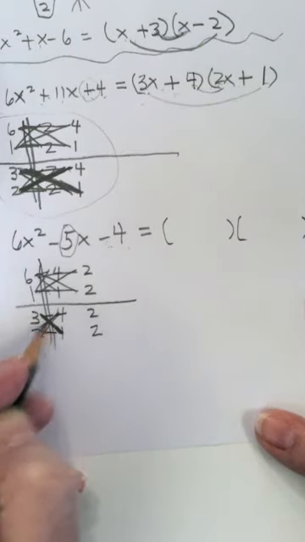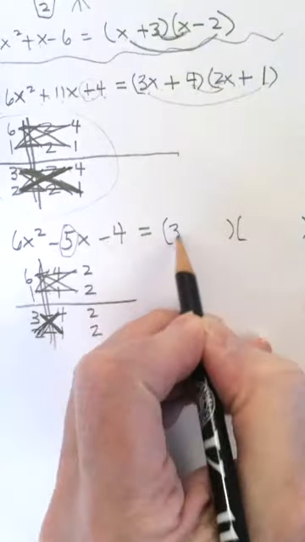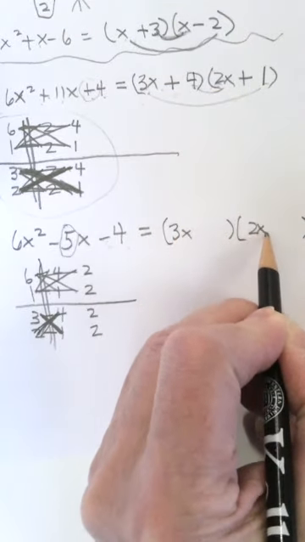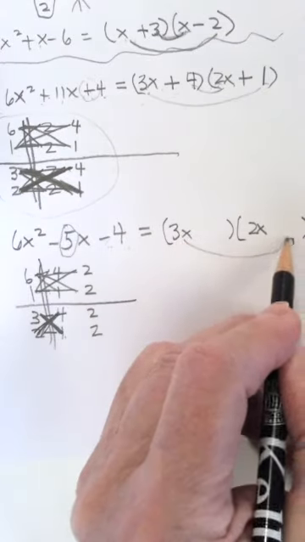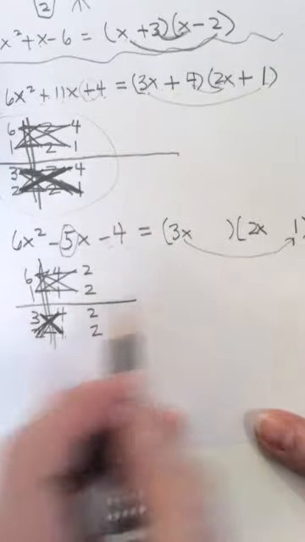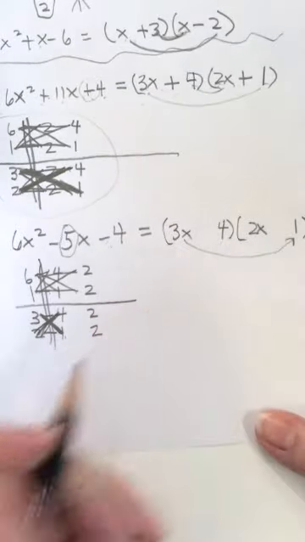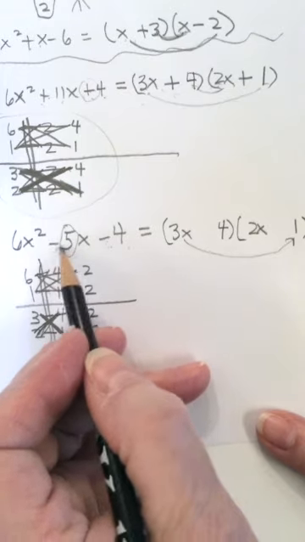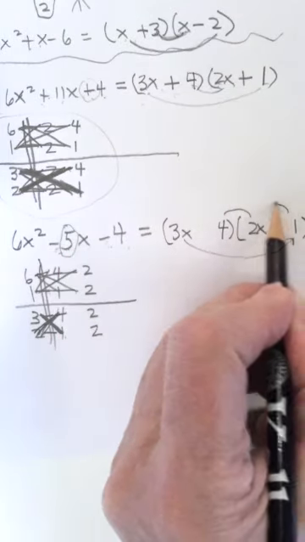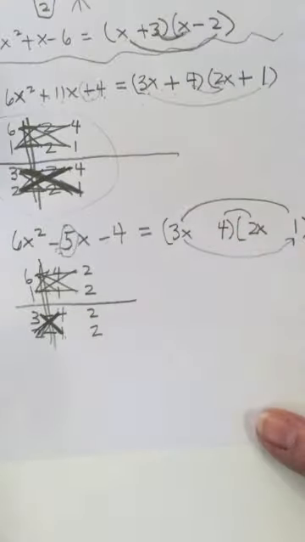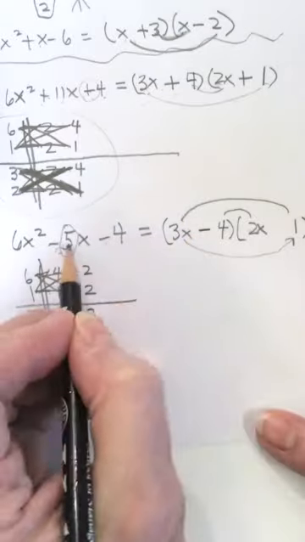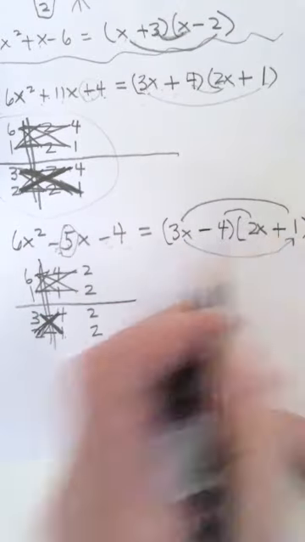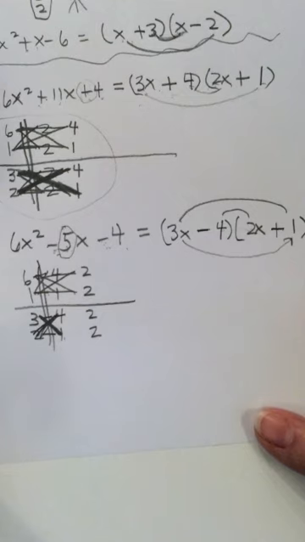So 3 and 8. I'm going to fill in 3x and 2x, and I need the 3 to be multiplied by the 1. That means the 1 has to go here, and that means that the 4 goes here. Now, I want to wind up with a negative 5 here, so out of 4x and 3x, which of those needs to be negative? Well, the 4x needs to be negative so that we wind up with a negative 5 there, so that's a minus sign, that's a plus sign, and we're done. That's the method. Good luck with it.